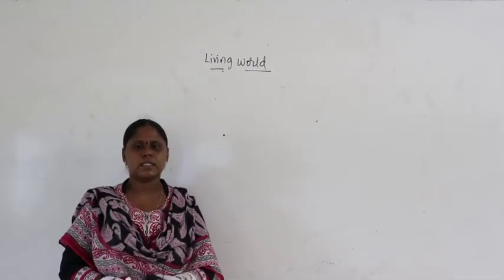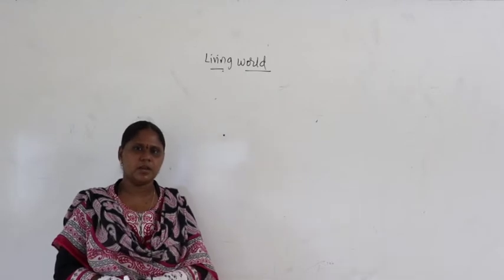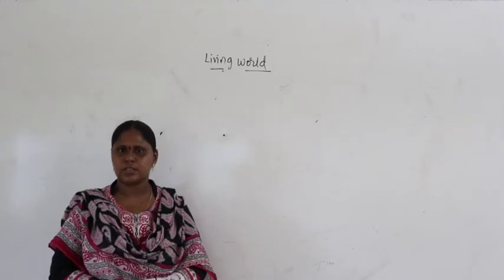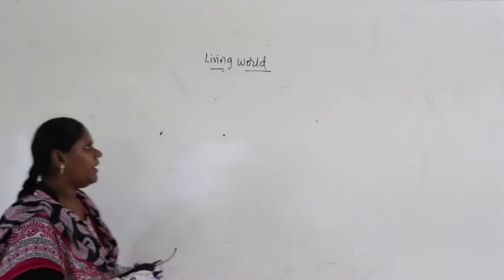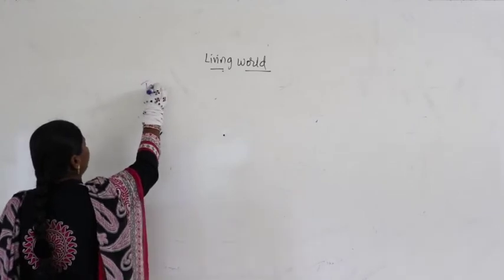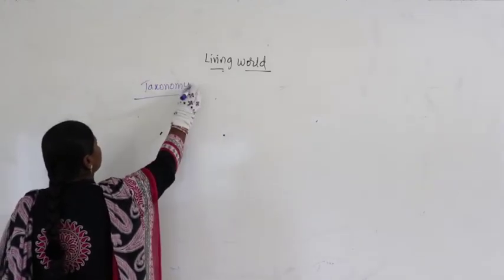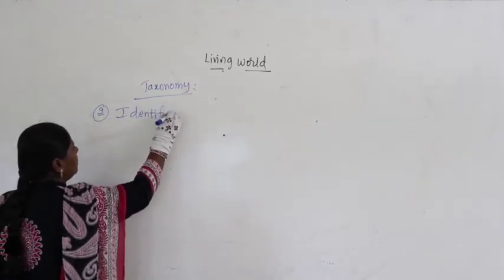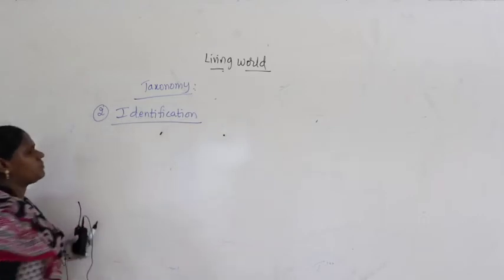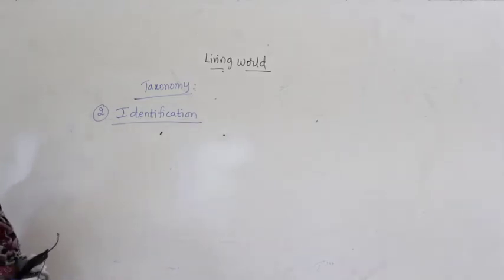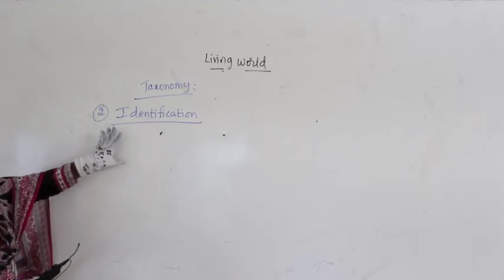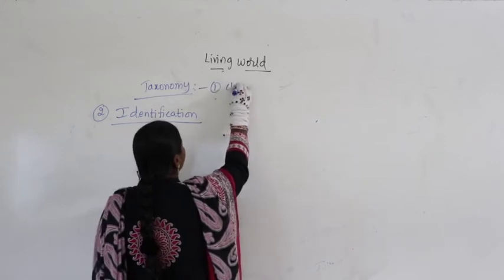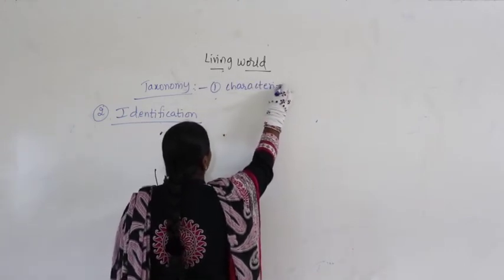So students, let us continue with the living world. Where are we in the discussion? In taxonomy we were studying about the 4 components. What are the 4 components? Characterization is the first component that we completed. Now where are we? Here in the second part of taxonomy. The second part of taxonomy is nothing but identification. When you take the second part here, the first one we completed is characterization.